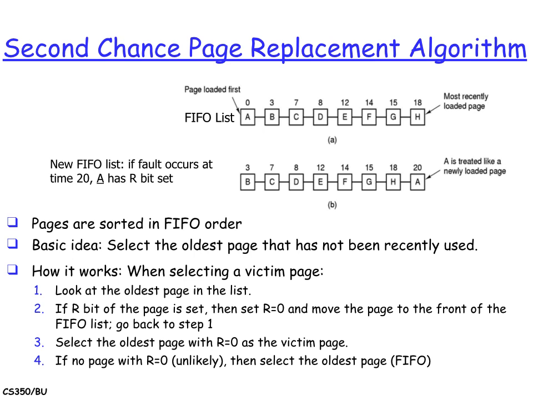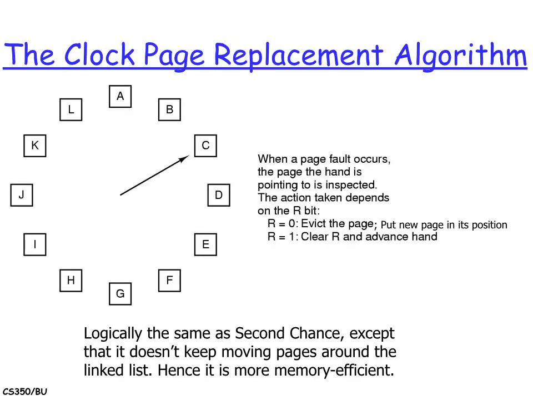Operating system designers don't like a lot of pointer references or memory accesses in the critical path. Page replacement could be in the critical path, so we want to make this as simple as possible. So there is an implementation of the second chance algorithm which we will discuss next, which is called the clock page replacement algorithm. Clock is identical to the second chance algorithm. The only difference is how you would implement it.